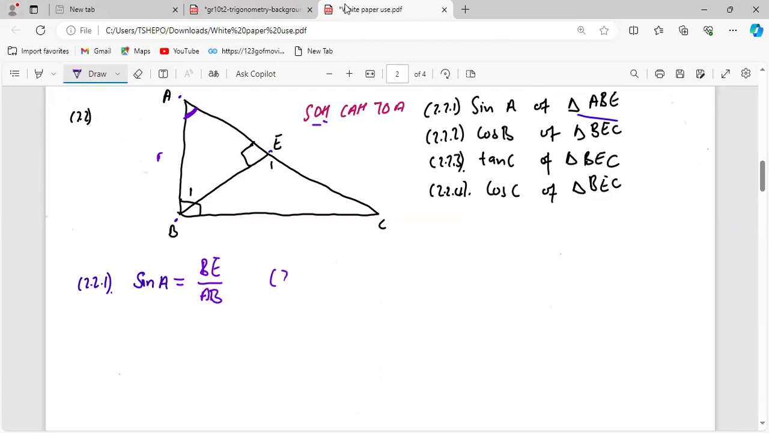Now we move to 2.2.2. We want cos B of which triangle? Triangle BEC. Once more again, we go back to our diagram. Look for triangle BEC. Now, triangle BEC, we have B there, we have E there, then we have C there. So that means we are talking about this triangle over here, right?